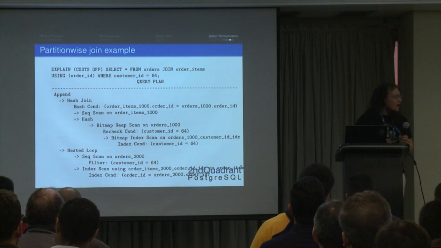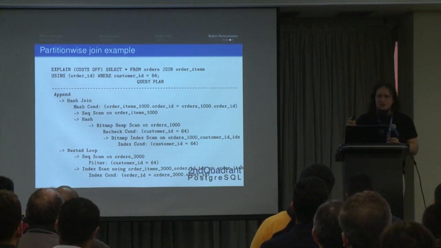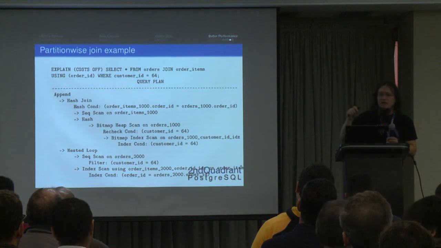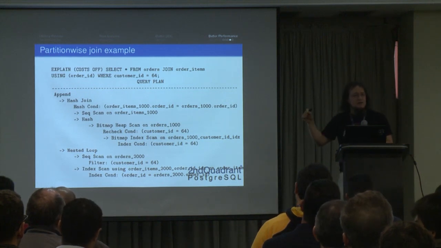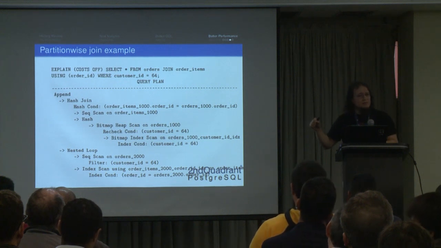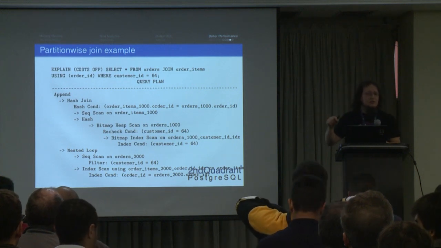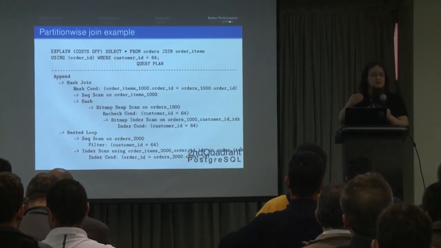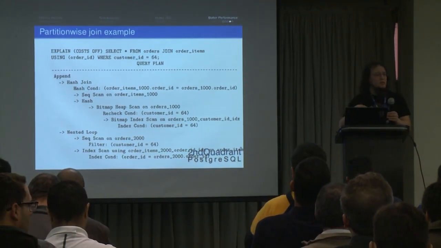There's one more thing I don't have a slide for, which is partition-wise aggregates and grouping. So if you have a group by clause, and this group by clause includes the partition key, then the system knows that the groups don't cross partitions. So the aggregate is much more efficient.